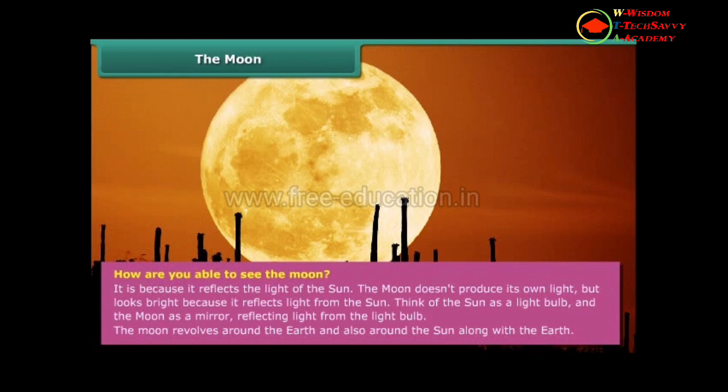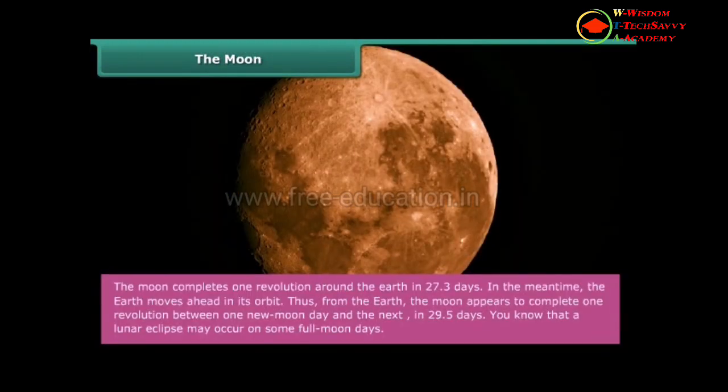The moon revolves around the earth and also around the sun along with the earth. The moon completes one revolution around the earth in 27.3 days. In the meantime, the earth moves ahead in its orbit. Thus, from the earth, the moon appears to complete one revolution between one full moon day and the next in 29.5 days. You know that a lunar eclipse may occur on some full moon days.